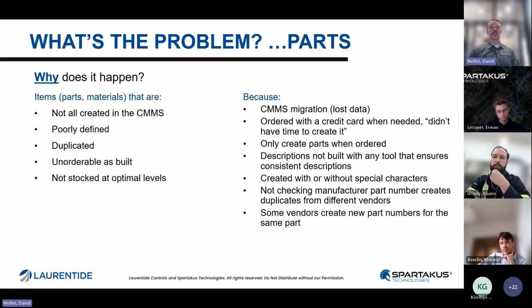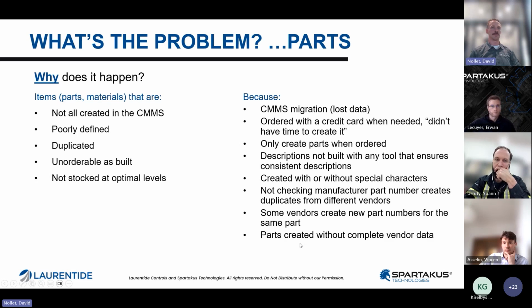And some of our vendors are even creating new part numbers for the same part, which is infuriating. But if you're buying a new system, a new production line from the same company that you bought your previous production line, it would be a good idea for you to make sure that you aren't buying duplicate parts, because that is something that they do sometimes.